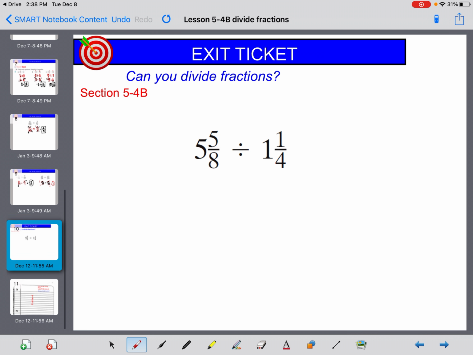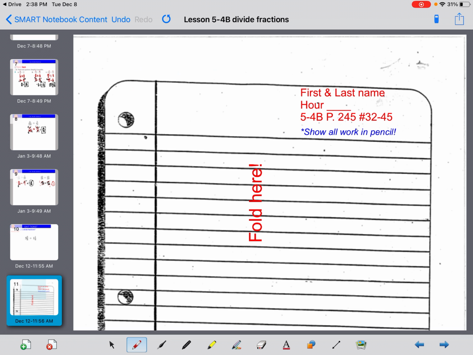All right, it's time for you to give your homework a try. Your homework is on page, oops, we're skipping that one, page 245.